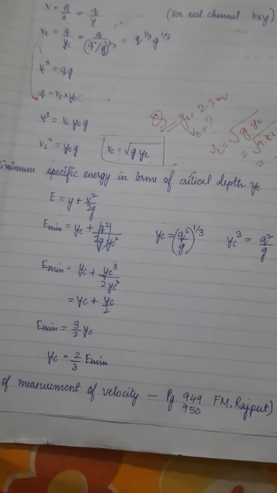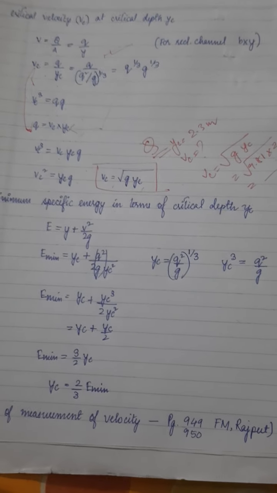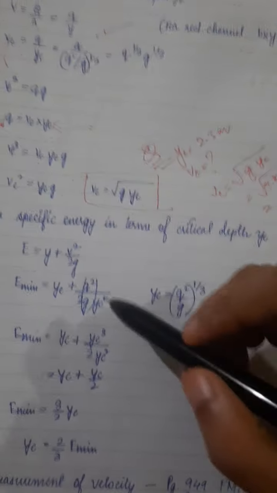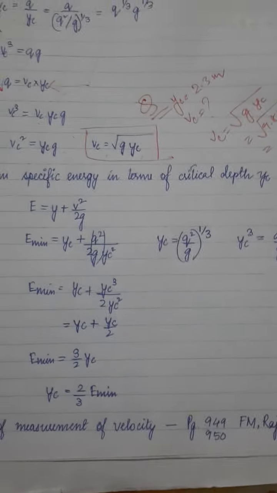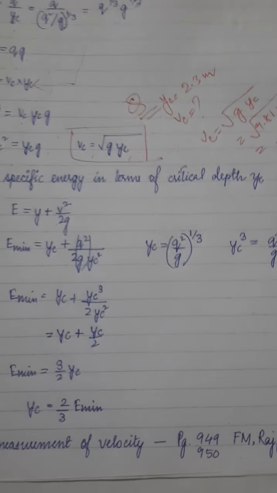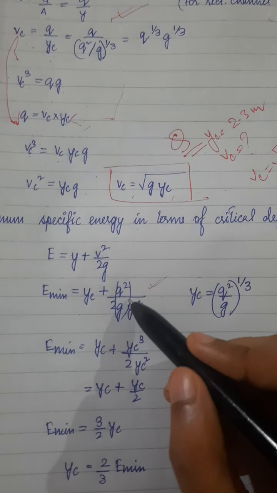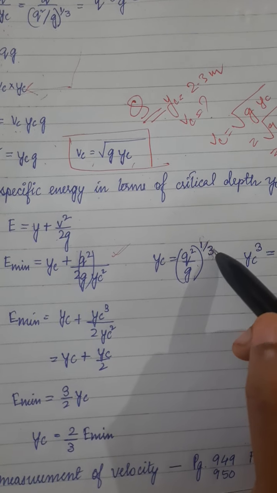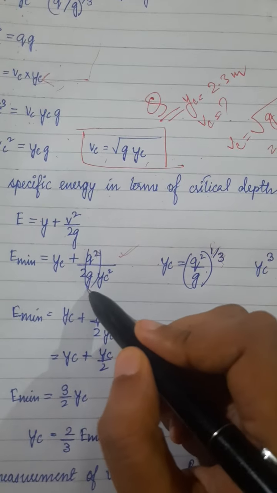Now if we want to find out the minimum specific energy with respect to yc, the governing equation is y plus v square by 2g. So E minimum is yc plus q square by 2g yc square. This is the governing equation for a rectangular channel. Where we have q square by g, we are going to place yc cube, and bring it to the other side.